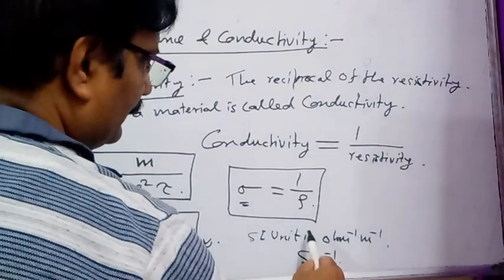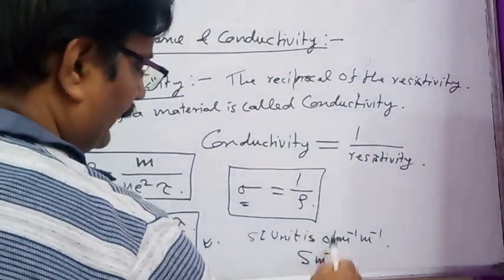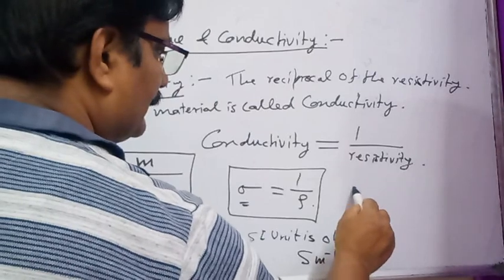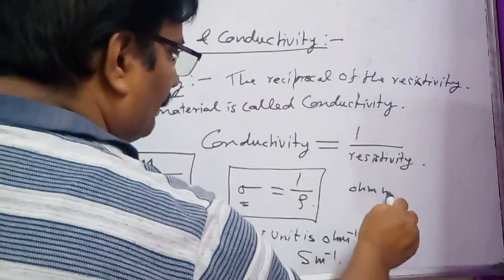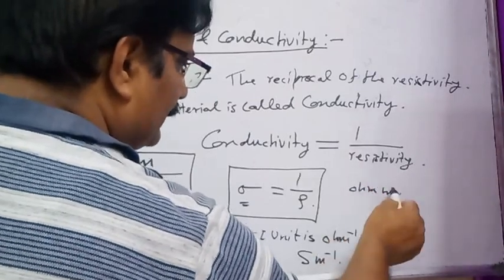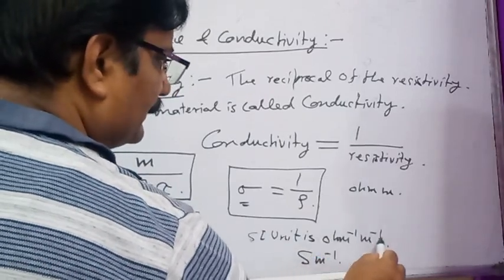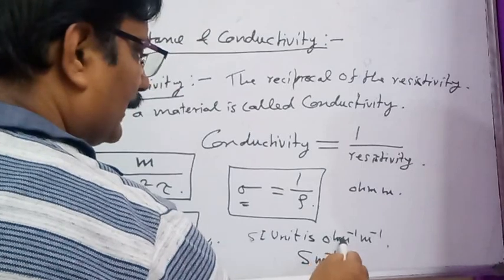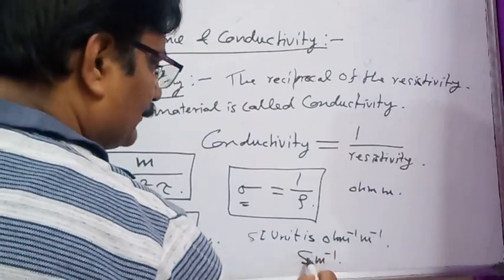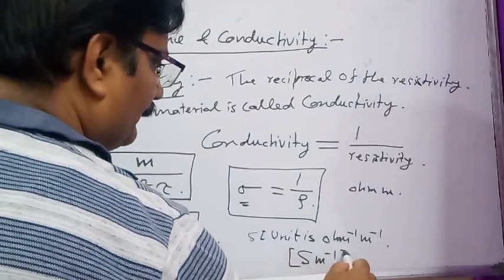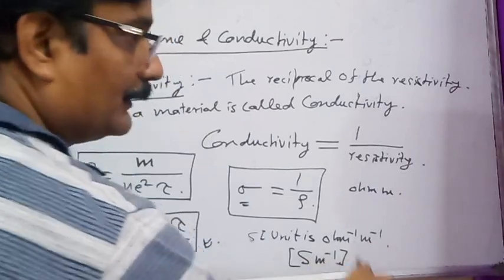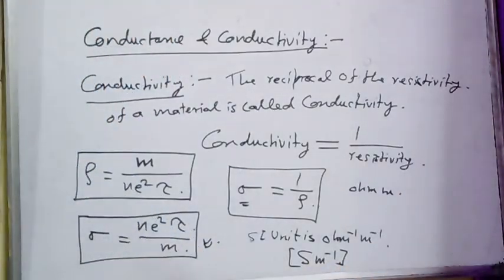And the SI unit of the conductivity: as we know, SI unit of resistivity is ohm into meter. So if you reciprocate this, SI unit of conductivity is going to be ohm inverse into meter inverse. As we know, ohm inverse is siemens, so we can write the SI unit of conductivity as siemens meter inverse.